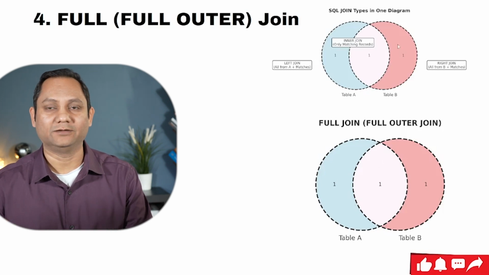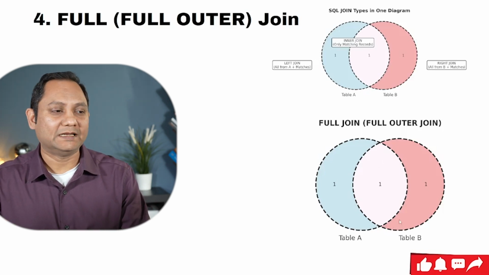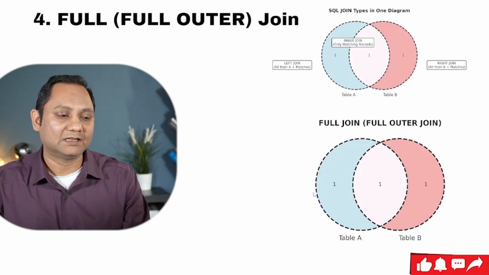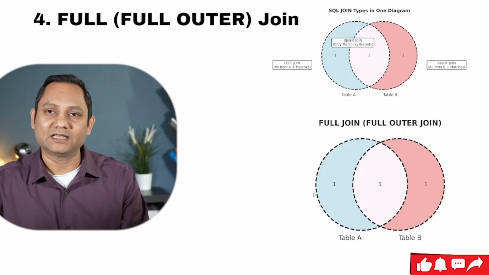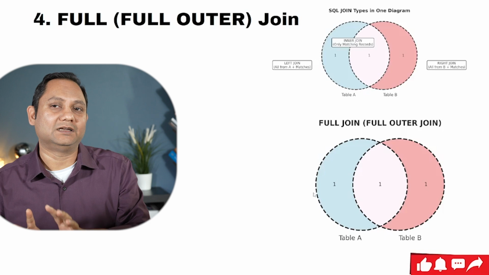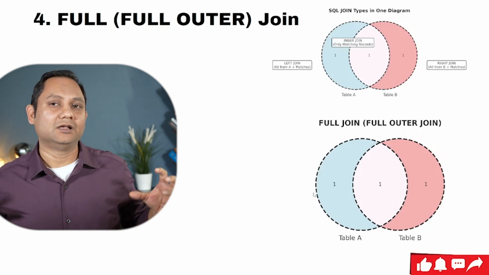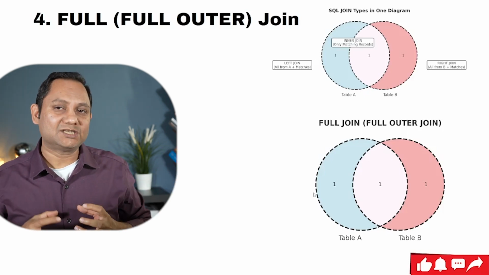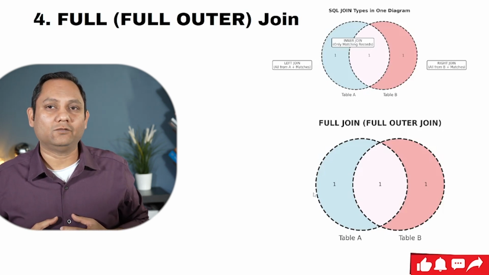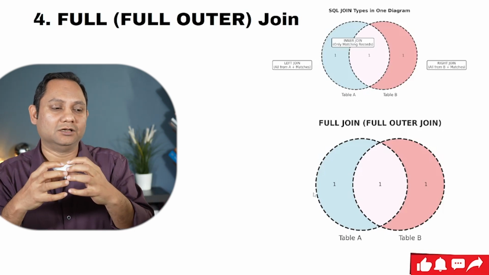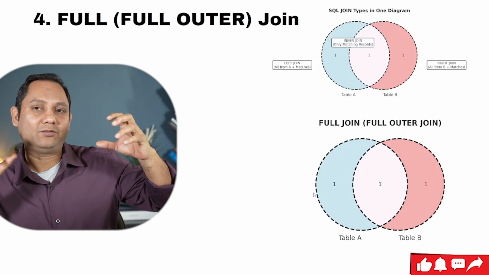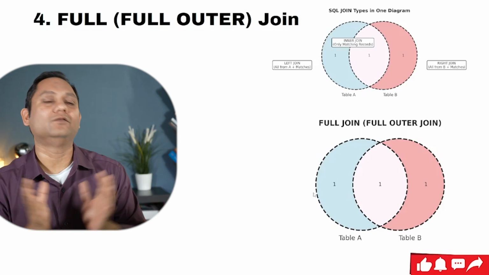So what does full join mean? Intuitively think of it this way: the entire thing is a full join. So you get everything that is in table A, irrespective of whether it's in B or not, and you get everything in B whether it is in A or not. In MySQL, if you want to replicate a full join, what you can do is a union. You can say select from A union select from B. Now that is similar to full join.